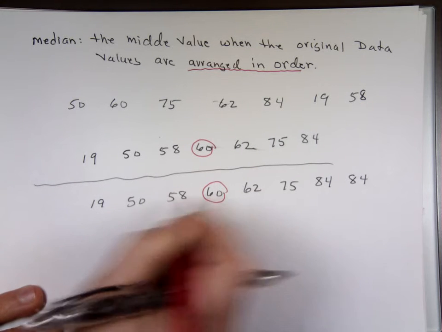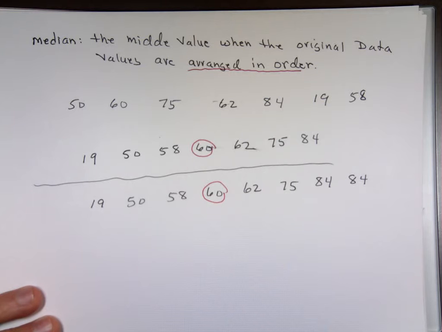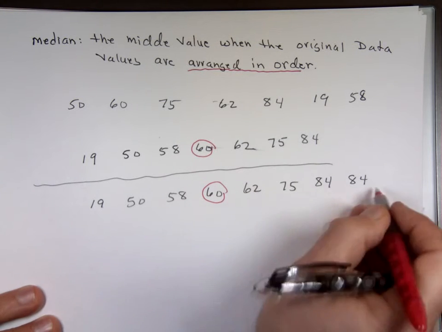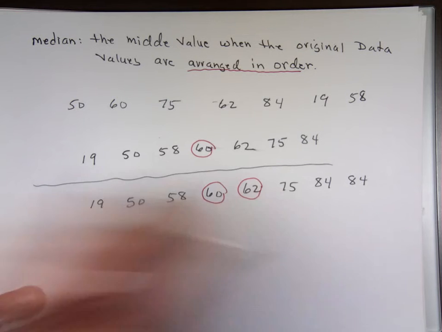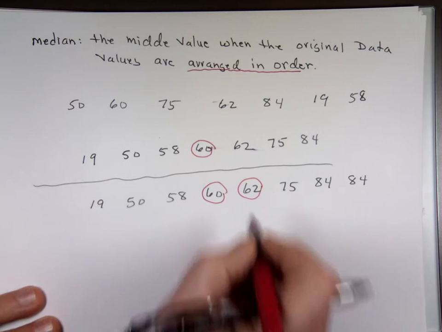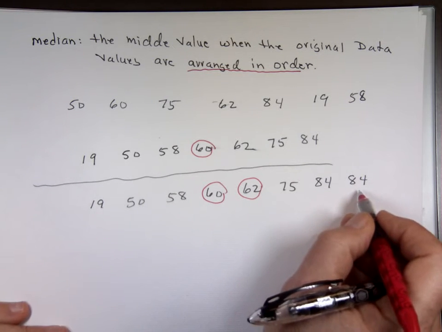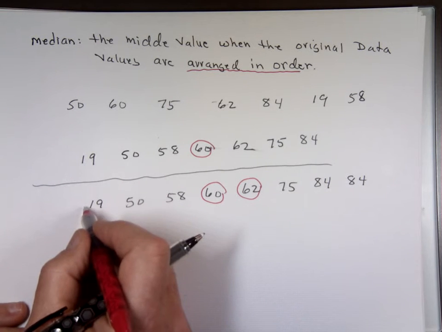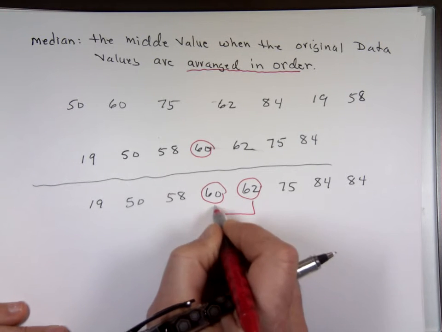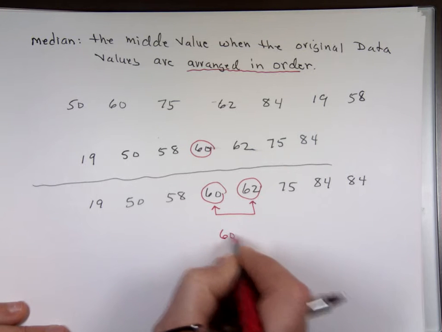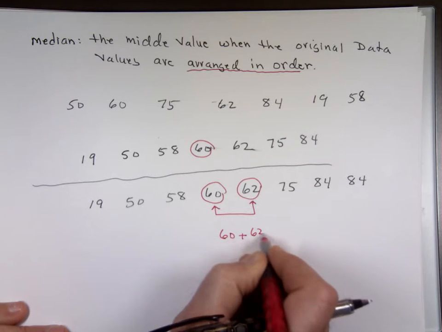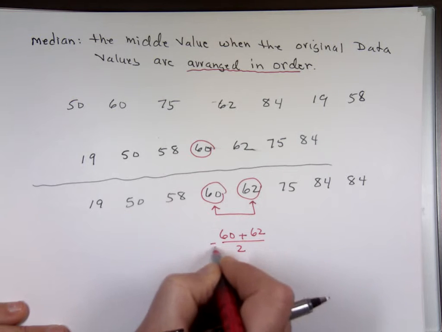Because this has how many values to the left? And how many to the right? 4, so it can't be. It's not this one either. This has how many to the right? 3, and how many to the left? 4. So what you need to do is take the average of the 2 middle numbers. The median is 60 plus 62 divided by 2, which is what?